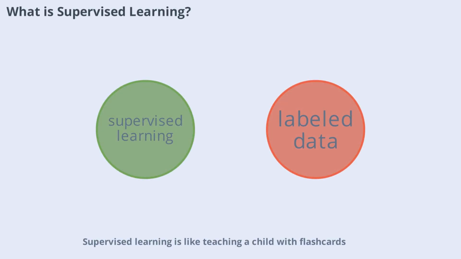Supervised learning is like teaching a child with flashcards. You provide the computer with input data and the correct answers, known as labels. The model learns by comparing its predictions to the actual answers and adjusting itself to improve accuracy. This approach is widely used for tasks like image recognition, spam detection, and predicting house prices. The key idea is that the model learns from labeled data, making it powerful for situations where you know the outcome you want to predict.